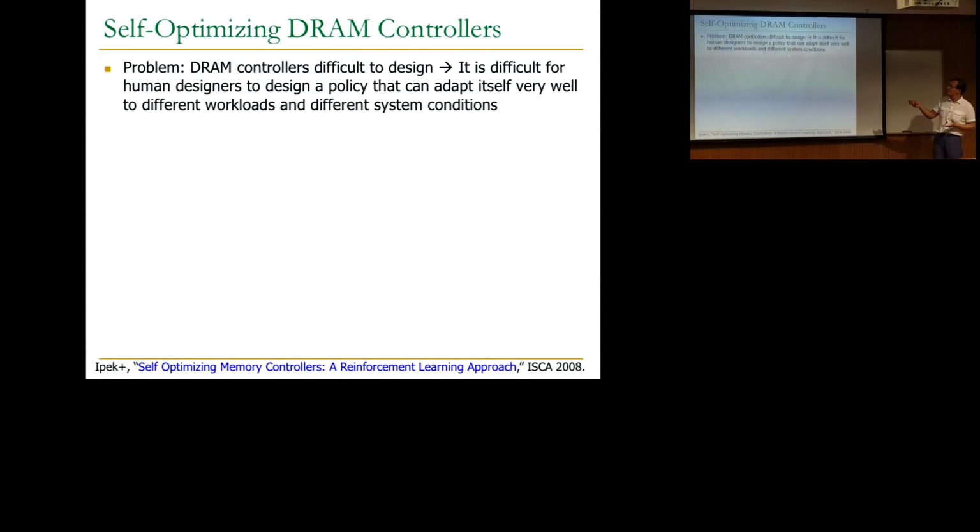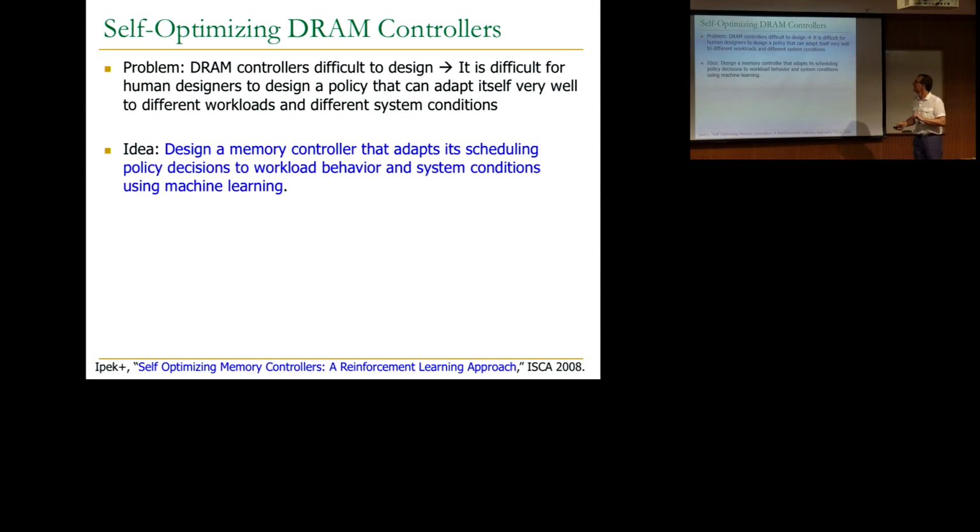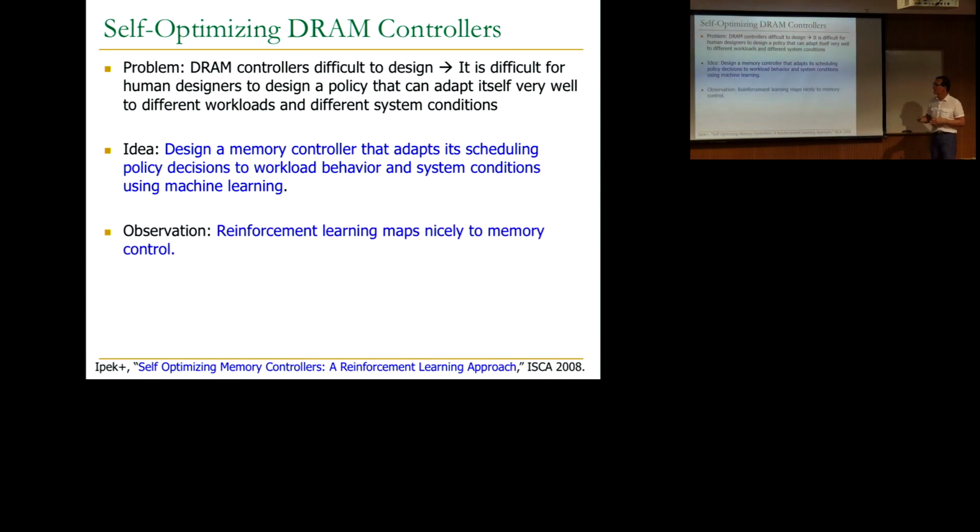So the problem is DRAM controllers are difficult to design, which means it's difficult for human designers to design a policy that can adapt itself very well to different workloads and different system conditions. And workloads change, system conditions change. If you have a scheduling policy like what we described, row hit first, oldest first, even if the workloads and system conditions don't change, that may not be a good policy to begin with. So our idea was to design a memory controller that adapts its scheduling policy decisions to workload behavior and system conditions using machine learning. Of course, machine learning is a black box. This is the hype today. The key question is, what kind of machine learning? Our observation was reinforcement learning actually maps nicely to memory control.